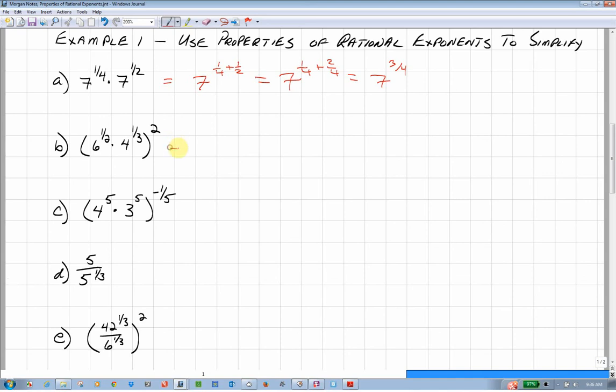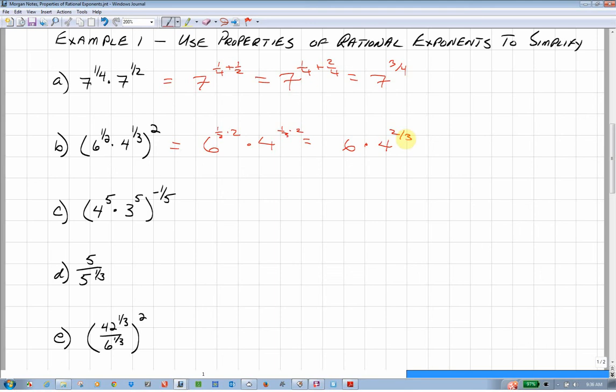So what this would be is this is going to be equal to 6 to the 1/2 times 2 times 4 to the 1/3 times 2, which is going to be 6 to the 2 over 2, that's 1, and 4 times 4 to the 2/3, and that's as simple as that will get.